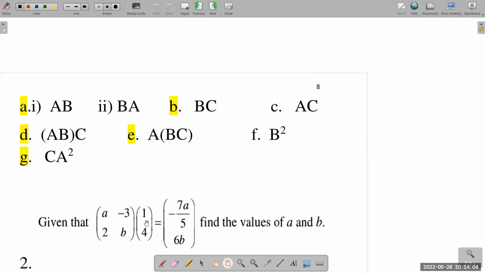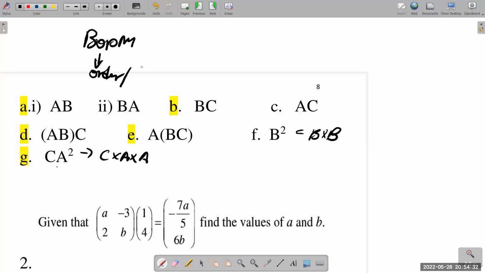What does B square mean? B square means simple. B times B, right? And honestly, this here means this. C times A times A. Who you think you're going to multiply first? That's a great question. Who would you multiply first? The A square, right or wrong? Because we remember what BODMAS means. BODMAS, the O in BODMAS stands for order, and order means power. You always work out the power first. So you would find the answer for this and then multiply it by that.